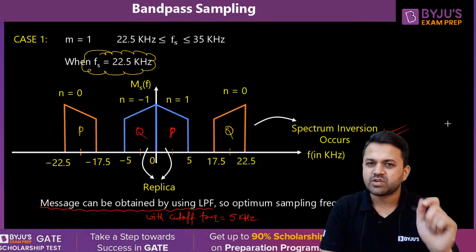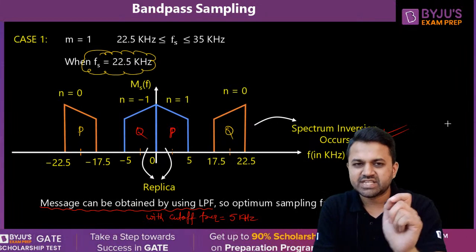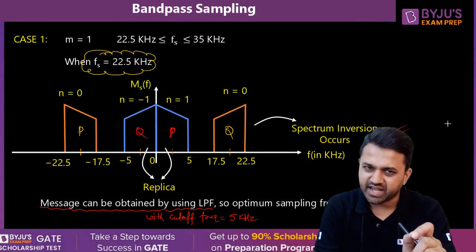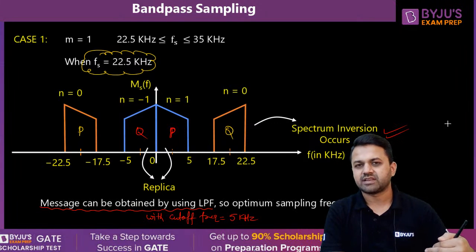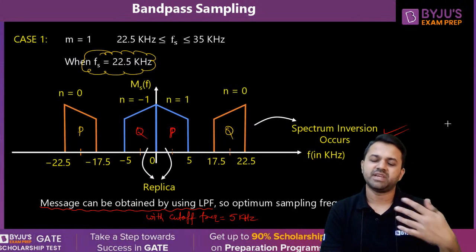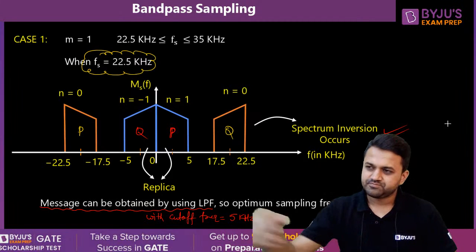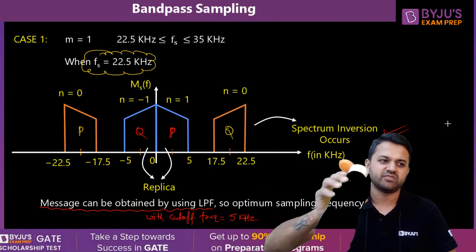So when M is equal to 1 and Fs is equal to 22.5 I can recover my message signal, but the spectrum is inverted. This is known as spectrum inversion.